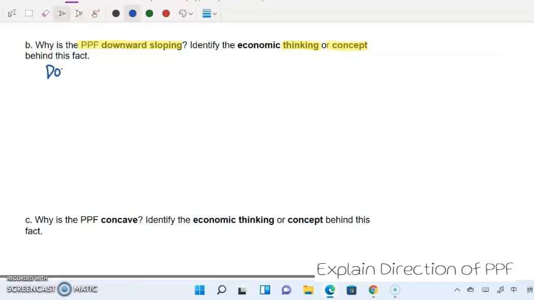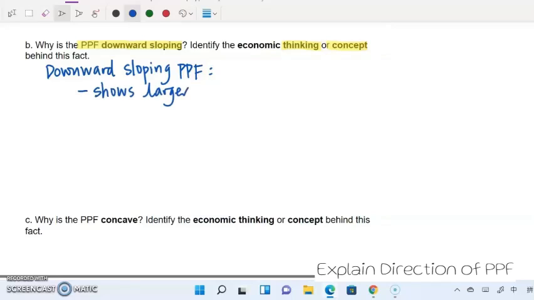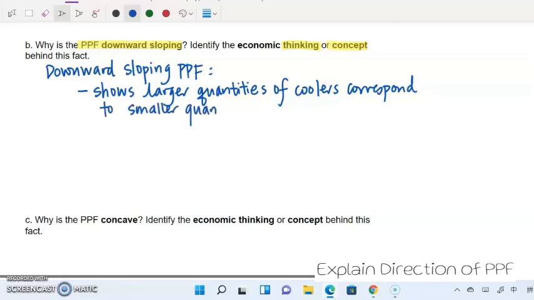In question 1b, we have been asked why is the PPF downward sloping, and to identify the economic thinking or concept behind this fact. So we address the question in two parts. First is to explain the meaning behind having a downward sloping PPF. This downward sloping PPF tells us that larger quantities of coolers correspond to smaller quantities of washers, and vice versa. It shows an inverse relationship between the production of these two goods.